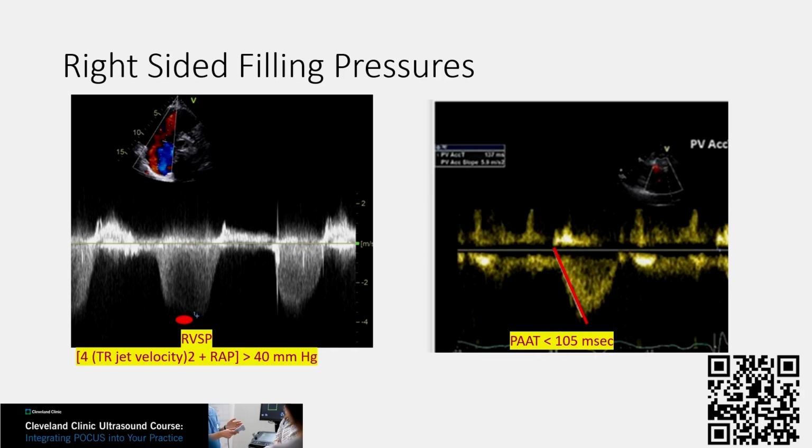That is converted into pressure using the formula 4V square, as in this case. And then once we add the right atrial pressure, which we will talk about in the next slide how to obtain, we get our RVSP.